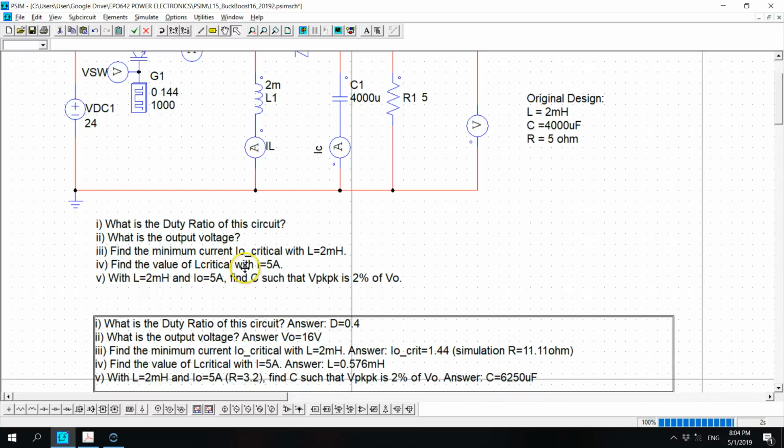Now the converter works as a buck converter in the step down operation. Find the minimum inductor current, find the minimum output current, not critical, with L equals to 2 millihenry. So the answer is 1.44 ampere. And the output critical, the minimum output current, is 1.44 ampere.